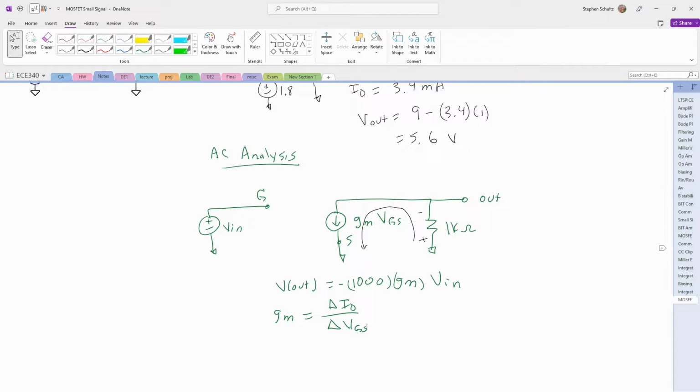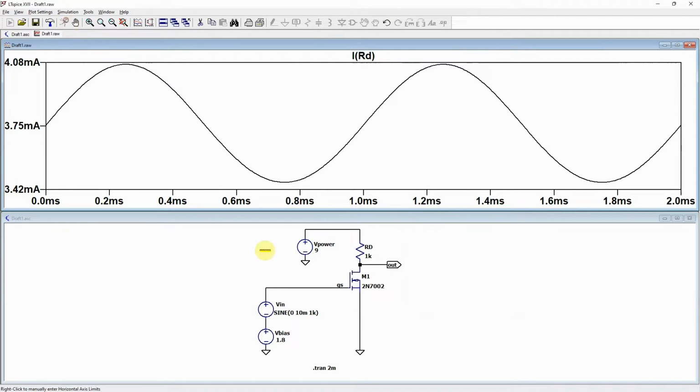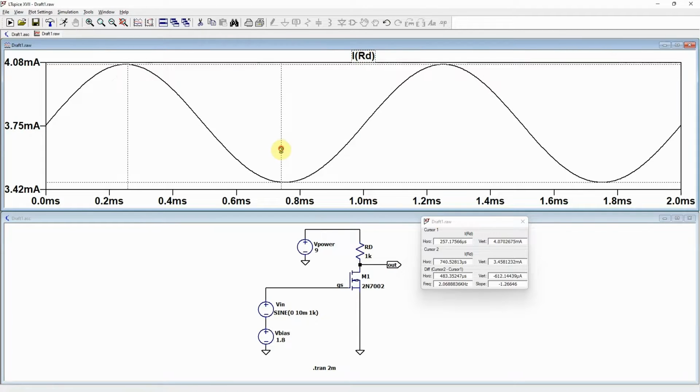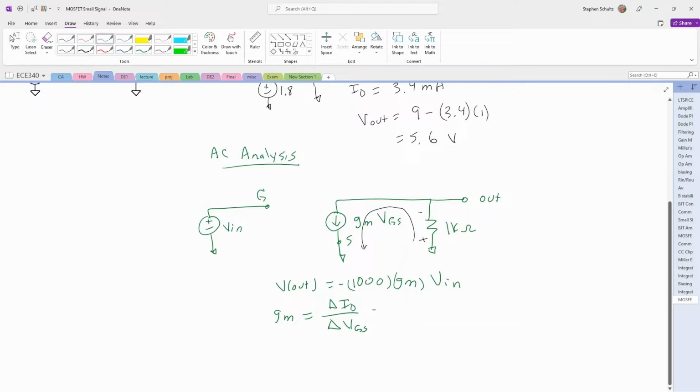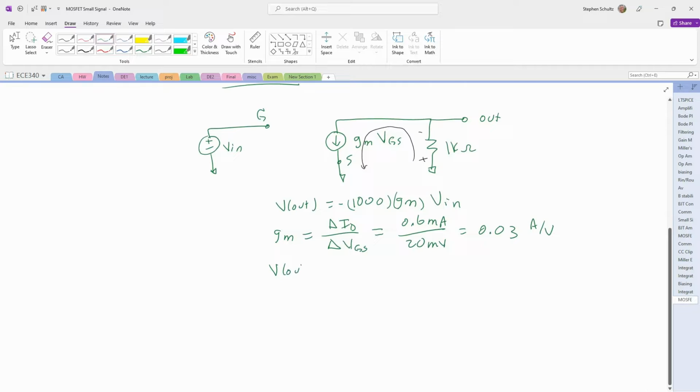So now we can go over to LTspice and see what this does. If I run this and we measure the current right here, you see that this is producing a current of 0.6 milliamps. So this is equal to 0.6 milliamps over 20 millivolts, which is equal to 0.03 amps per volt.